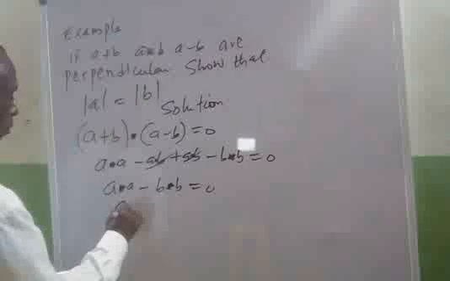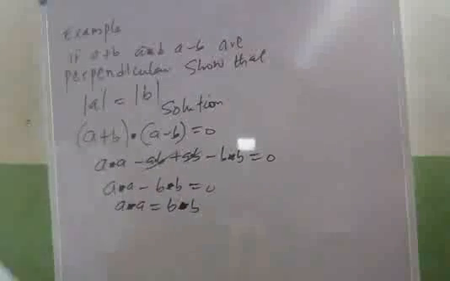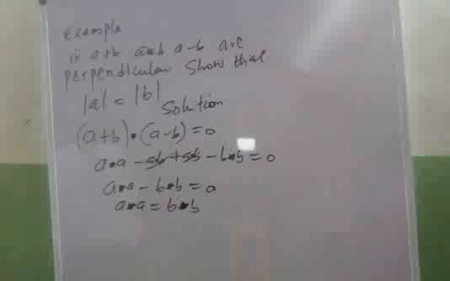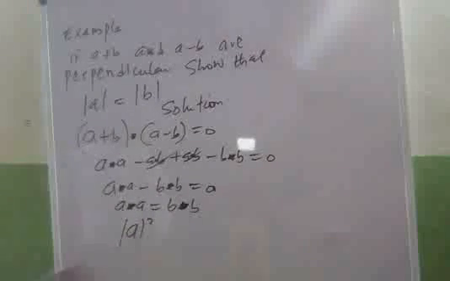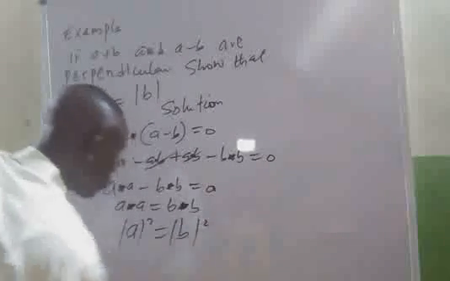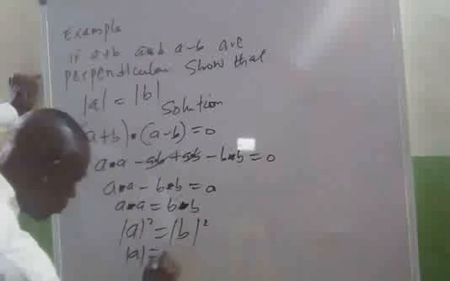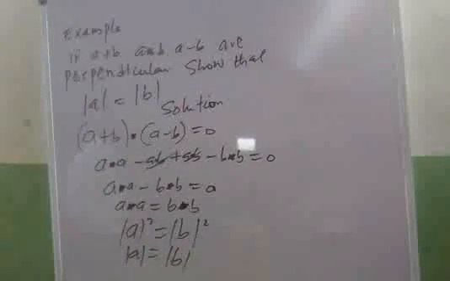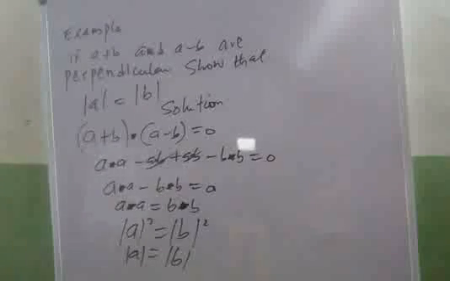is the same thing as A dot A is equals to B dot B, because of what? Because of minus move to this side to become positive. So we've already said that A dot A is the same thing as the modulus of A squared, and that will be equals to the modulus of B squared. So which means that the modulus of A must be equals to the modulus of B. If their modulus square is equal, then their modulus must also be equal.